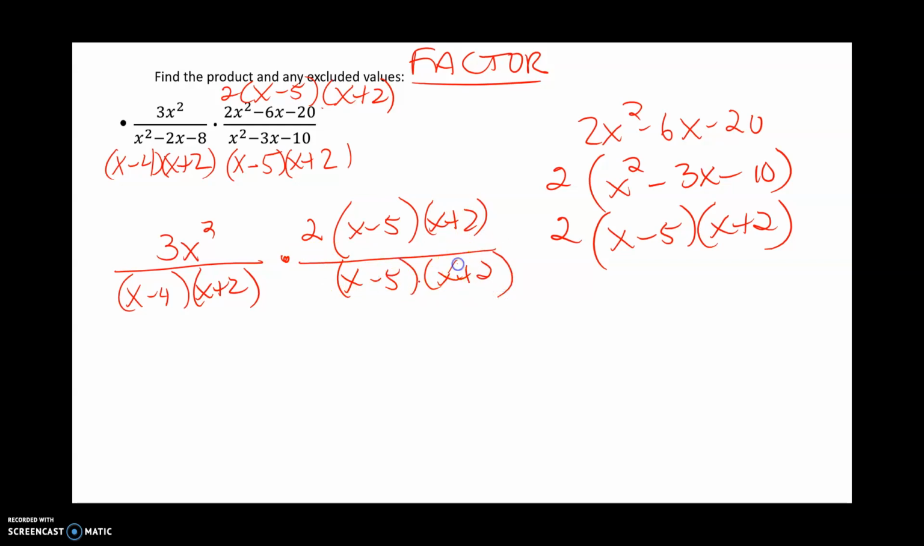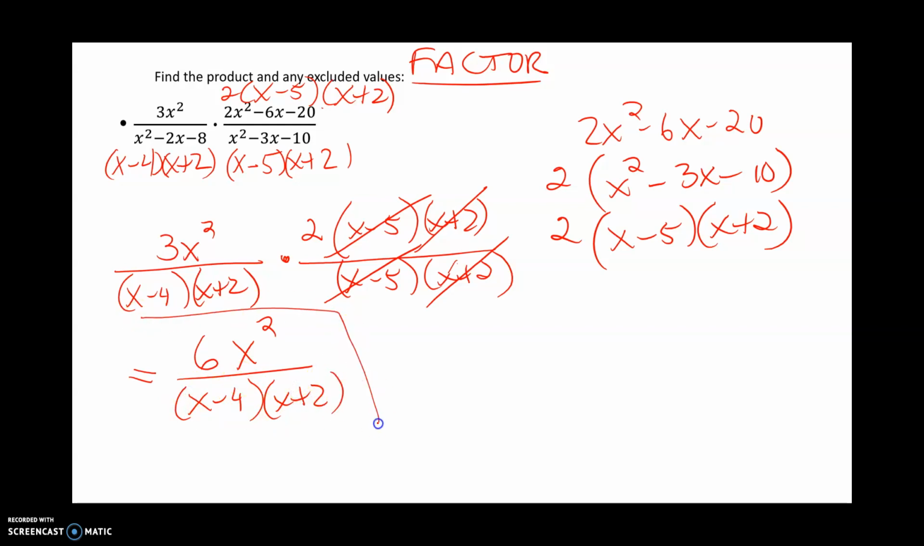So let's see what we can simplify. We have x plus 2 in both of those. We have x minus 5 in both of those. And I think that's all I see that can be simplified. So now I will bring these together. I have 6x squared in the numerator over x minus 4, x plus 2. That is my answer for the multiplication.